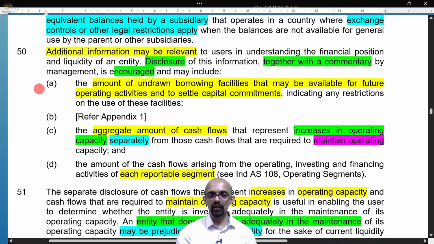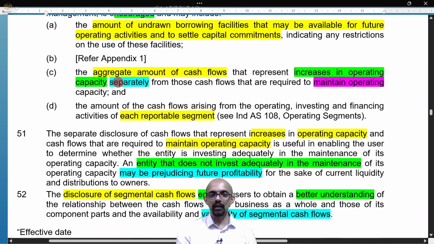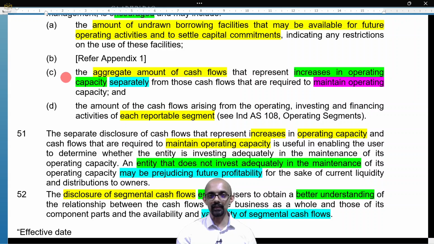So, if there are any unutilized limits, so let us say you have borrowing limit of 1 crore and you have utilized say 60 lakhs. So, 40 lakhs is undrawn borrowing facility that may be available for future operating activities and to settle commitments. This is encouraged. Then the cash flows that increase the operating capacity separately from maintaining operating capacity.